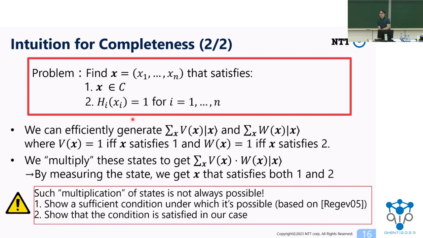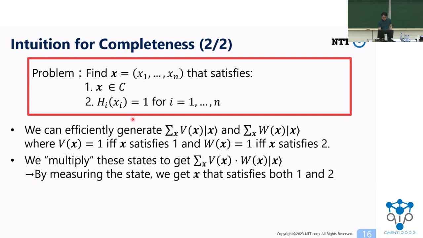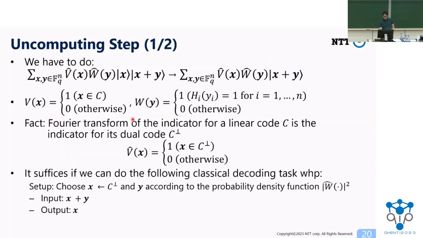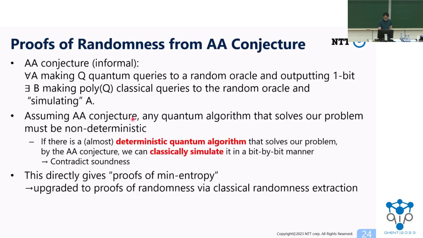Sorry, could you repeat that again? Can we find a deterministic specific code word with a quantum algorithm? Okay, so you mean that we can only find the uniform superposition of code words that satisfy 1 and 2? Yes. So the proof of randomness means that we cannot do that deterministically. You cannot find a specific code word. This procedure is inherently randomized, assuming that a conjecture is true.